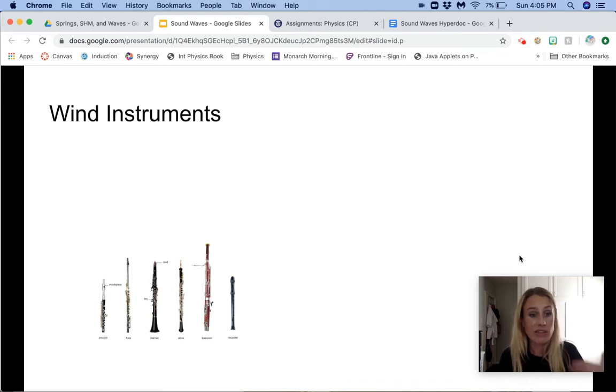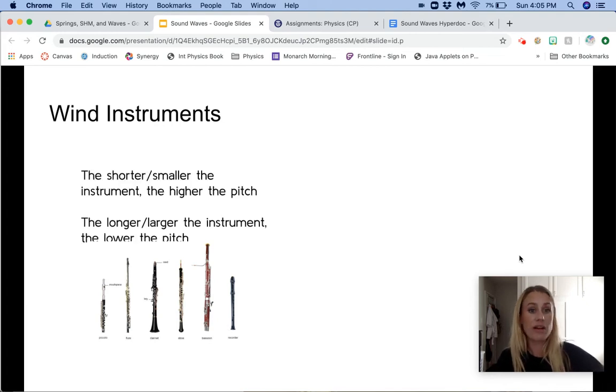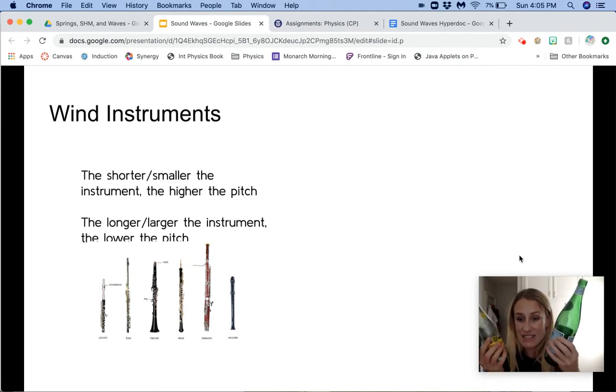Whereas the piccolo and the flute, those are smaller instruments, are going to play higher pitch sounds, okay? And so the smaller and shorter the instrument, the higher the pitch; the longer or larger the instrument, the lower the pitch. And I can actually demonstrate this with different sizes of water bottles.